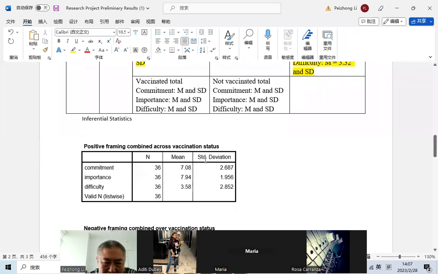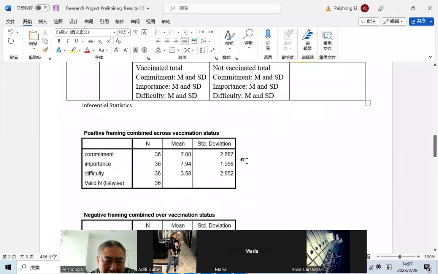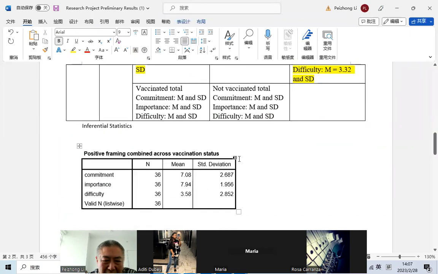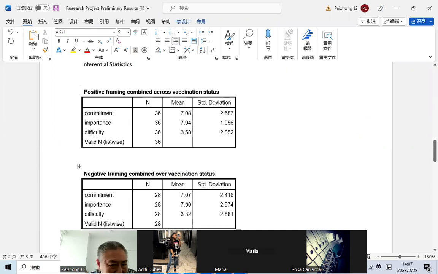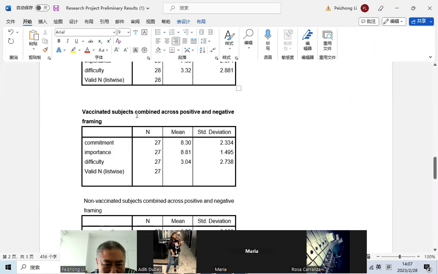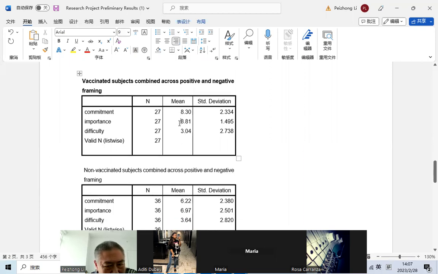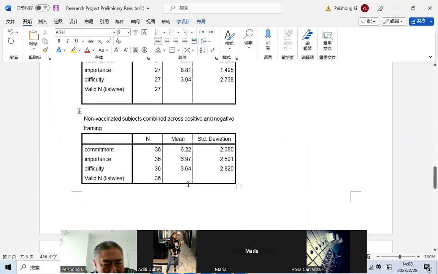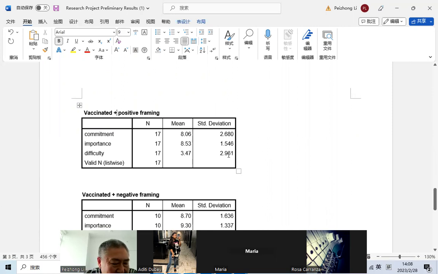inferential statistics. And some conclusions you can draw based on this analysis: is there a main effect for positive framing versus negative framing? Overall, it doesn't matter that much. Positive framing and negative framing don't make that much difference. How about vaccination status? Yeah, that makes a big difference. Those people who already got vaccinated have a higher commitment, higher importance, and lower difficulty than the people who have not got vaccinated. And then is there an interaction between the two variables?